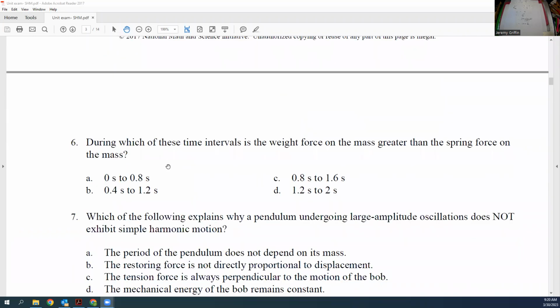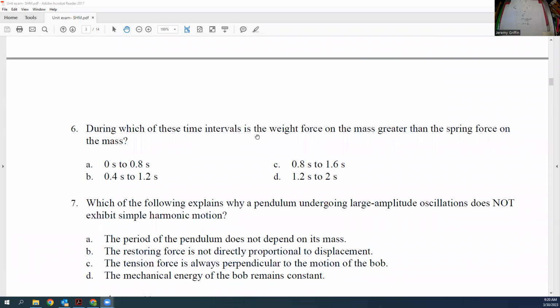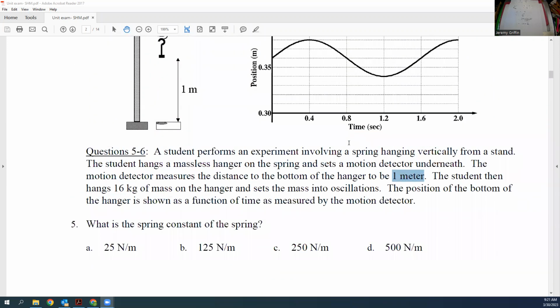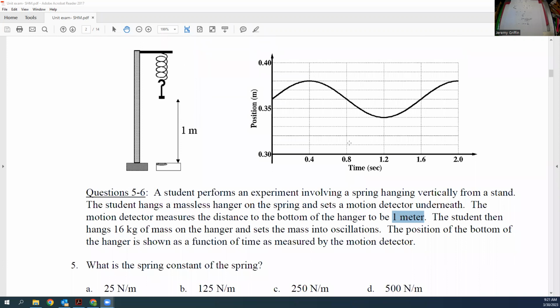Number 6. During which of these time intervals is the weight, the force on the mass, greater than the spring force? Okay. So the weight should be constant, right? Like gravity force is pretty well constant. But the spring force pulling up, well, that's going to vary, right? Sometimes it's stretching a lot, sometimes it's not stretching very much at all.